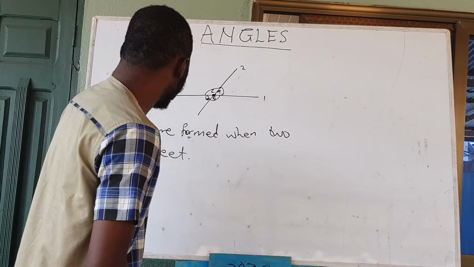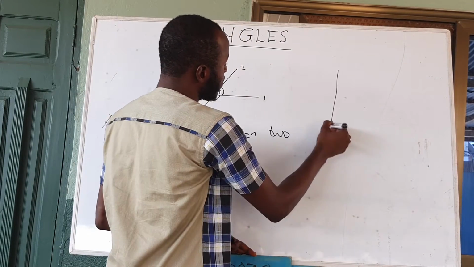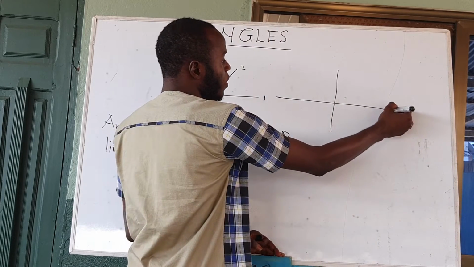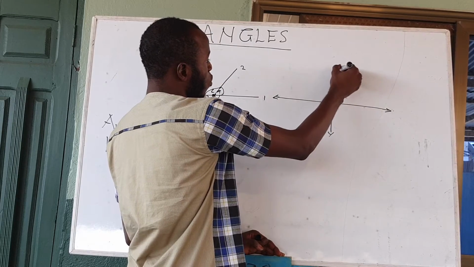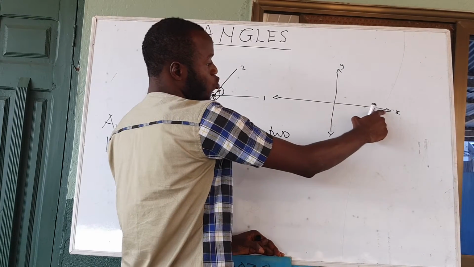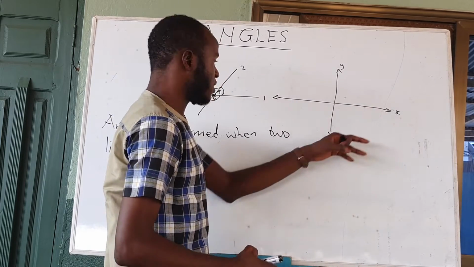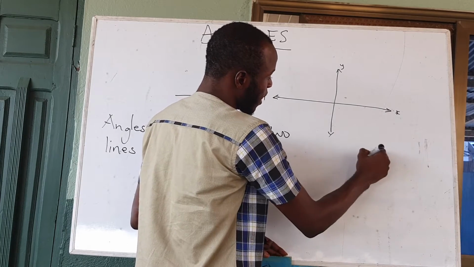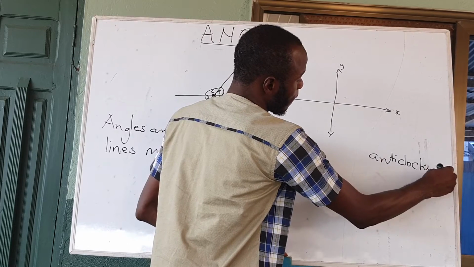Now let's look at how we measure angles. Assuming we have this Cartesian plane, on the Cartesian plane we have the positive x-axis, negative x-axis, and then the y-axis also. So this is the y-axis and this is the x-axis. Now this is where we measure the angle from the positive x-axis to the left hand side, which is in other words known as the anti-clockwise direction. So we measure angles in the anti-clockwise direction.